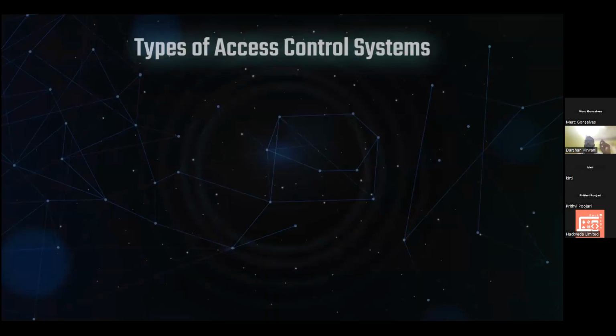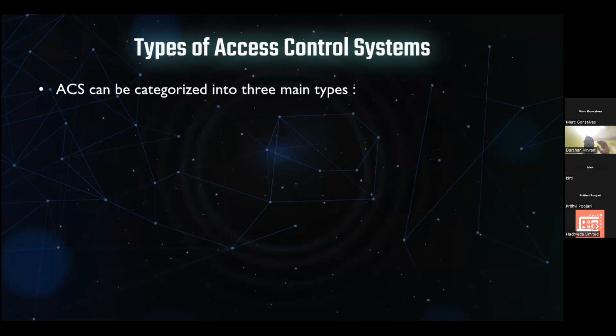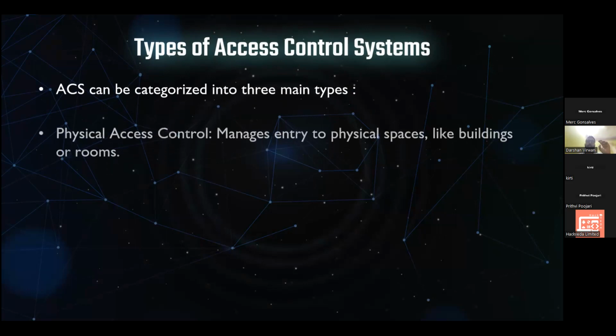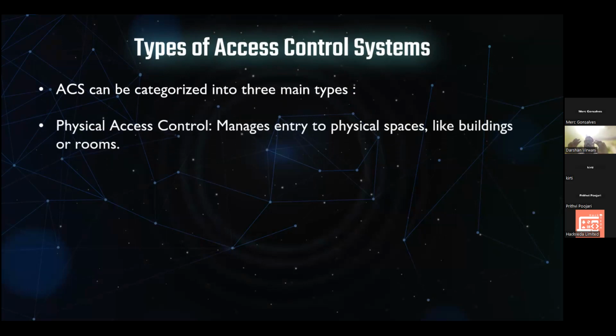So what we'll be seeing next are the types of access control systems. Access control systems are majorly categorized into three main types. Physical access control is the very first part of the access control system. For example, if I am working somewhere, at the first point the security guard might have some register, and he might know that I am the person who works for this particular company. So this grants access to physical places like buildings or particular rooms.